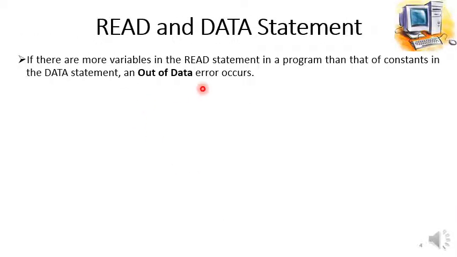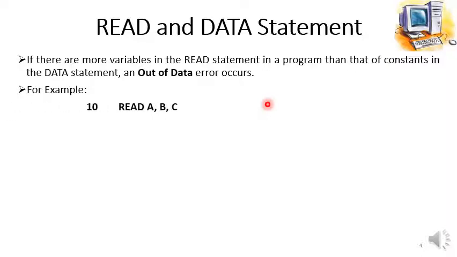If there are more variables in the read statement in a program than constants in the data statement, an out of data error occurs. So here it's another problem, that if there are more variables as compared to the values which are given in the data statement, in this case the out of data error will occur.